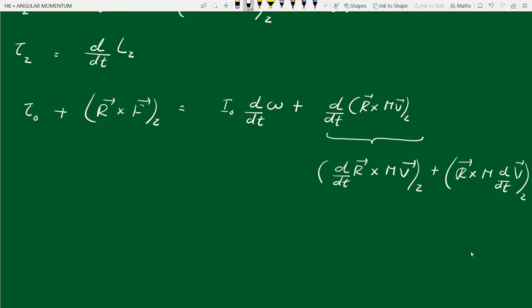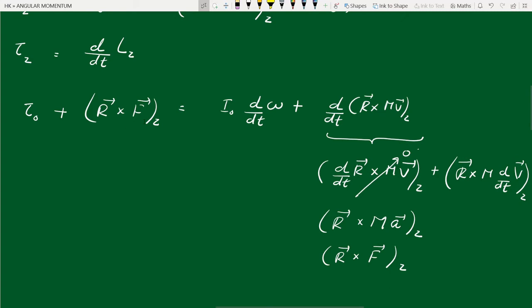Now in the first term, d by dt of R means the velocity of the center of mass, and here v is also the velocity of the center of mass. So this is something like v cross v, so this term will be 0. And the second term we can write as R cross m times the derivative of velocity, which is acceleration, so ma. R cross ma is nothing but the force acting on the center of mass, R cross F z.